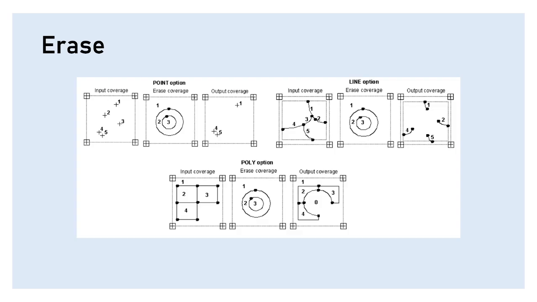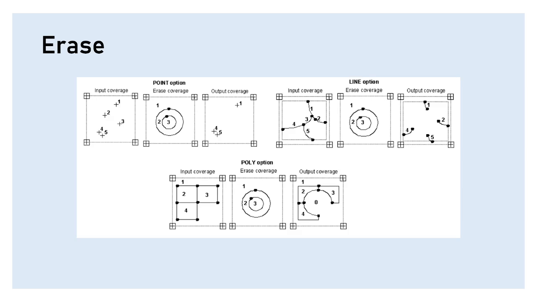So here, as I was saying, I think I'm audible. Yeah. As I was saying, in the point option, line option, or poly option, you are giving the area which needs to be removed. Whatever data is in that area, that point will not come. So here 2 and 3 are not coming.